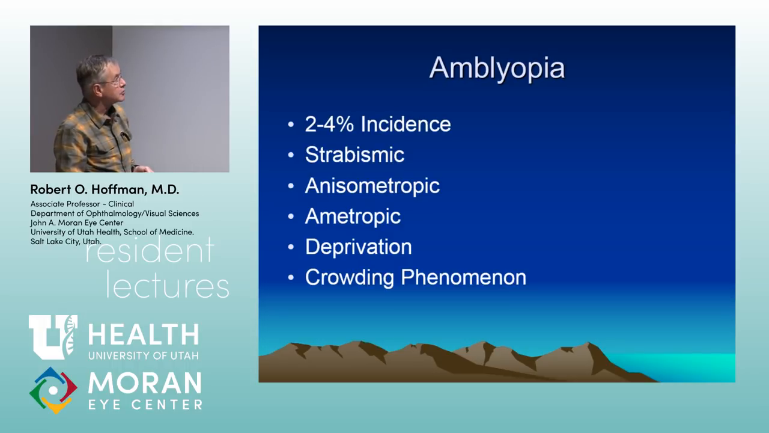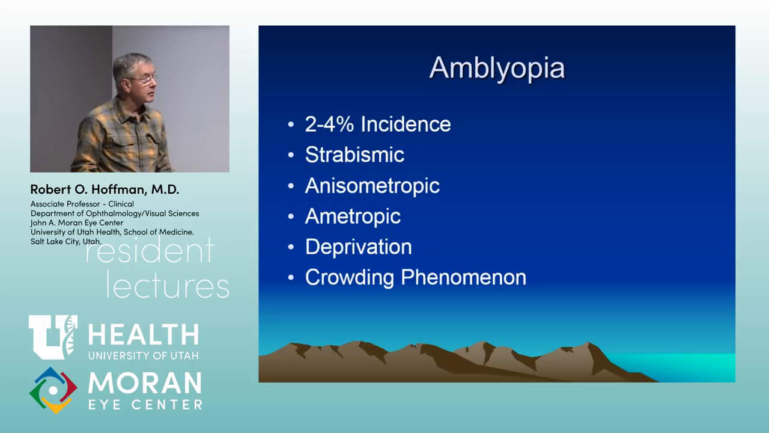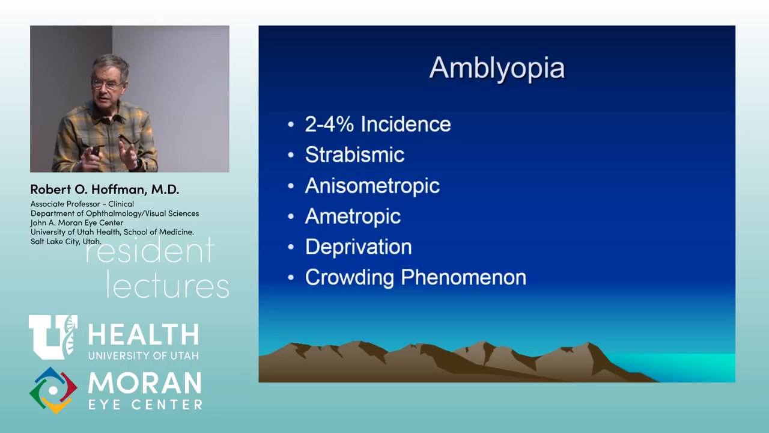Now, strabismic amblyopia develops because of misalignment of the eyes, ignoring diplopia, developing a suppression scotoma. Anisometropia: this is the circumstance where we have straight eyes, big difference in refractive error, one eye compared to the other.